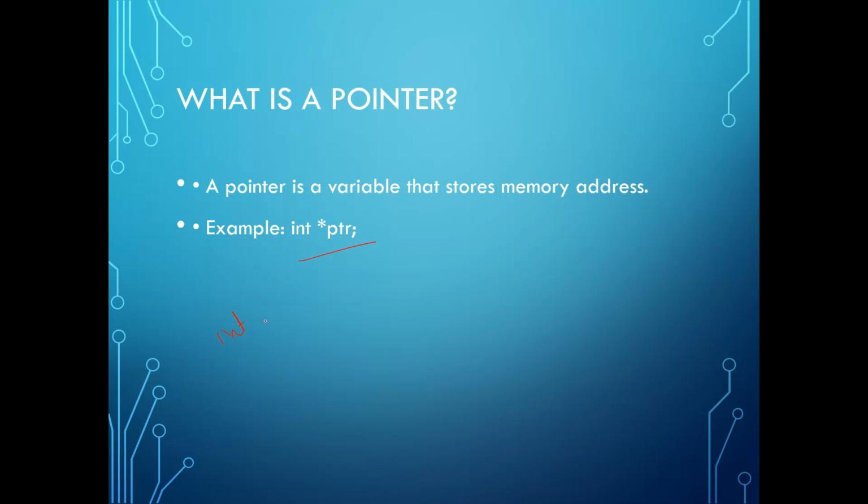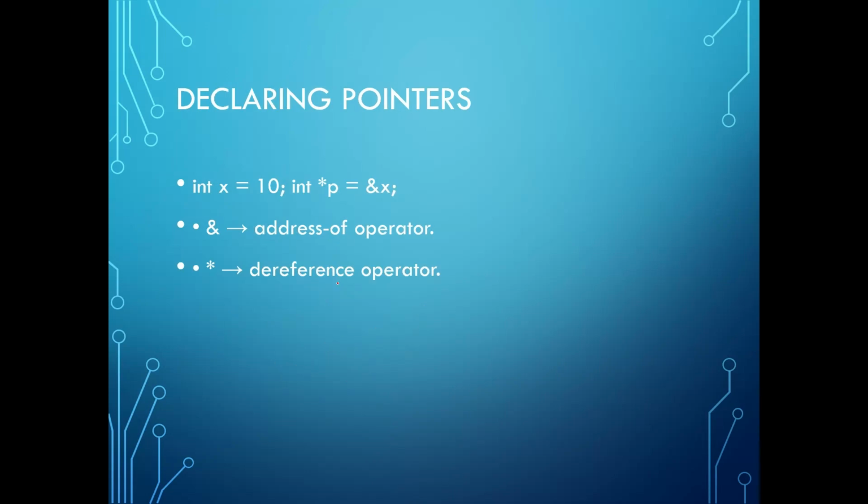Suppose you have int x is equal to 10. Then int pointer p is equal to &x. It means p is having the address of x, correct? Here & is the address-of operator, which puts the address into p, and the star is the dereference operator. So when you print *p, you will get 10 here.